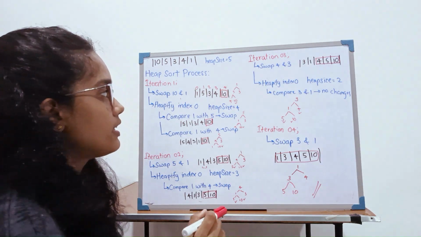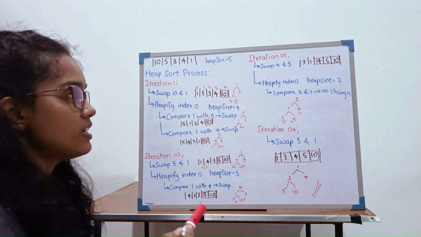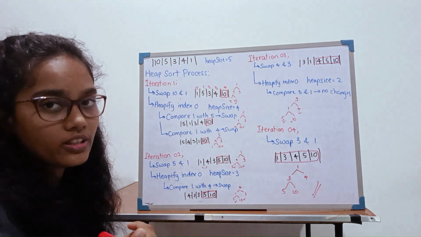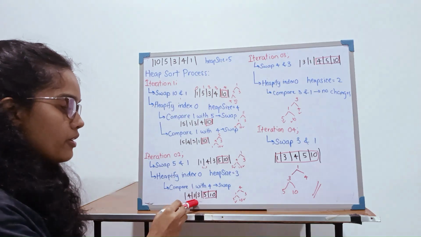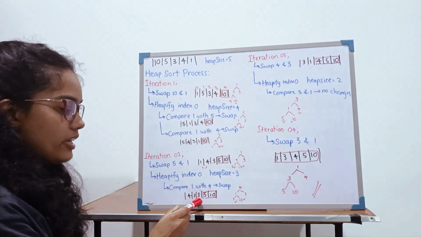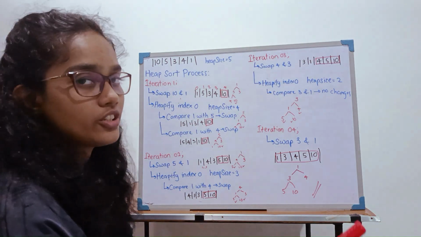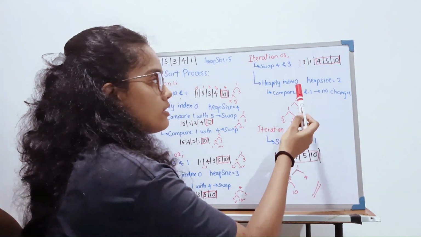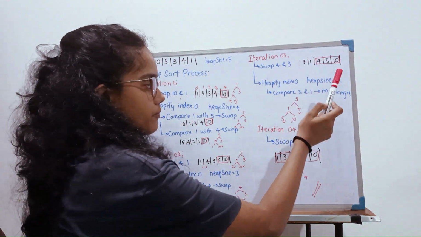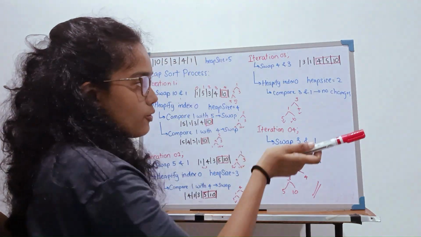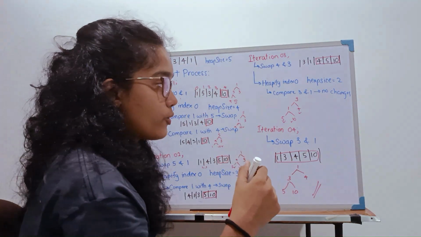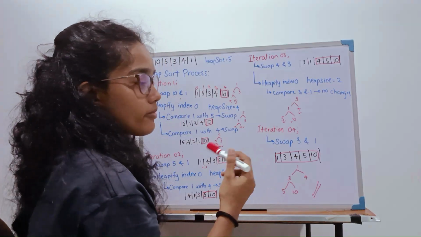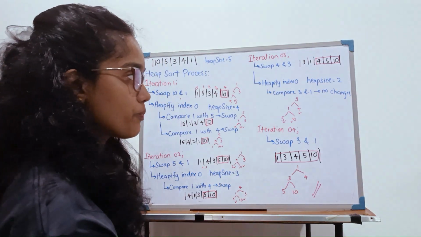So now in iteration 3, again we are swapping the root with our last element. Now our last element is 3, so we are swapping 3 with 4. In iteration 3, after swapping, this is what it looks like. So now we are heapifying down, index 0, and now our heap size is 2.